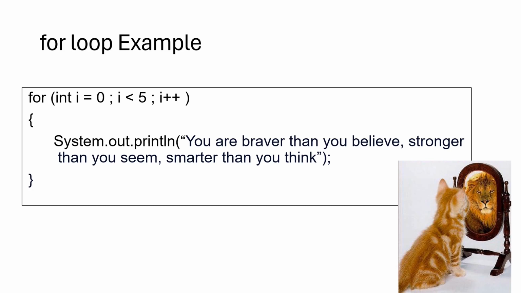Here's a for loop example. We've got 4 brackets int I equals 0, I less than 5, I plus plus. And we're going to print a statement to the user 5 times. It's a very important statement. Got to tell them 5 times.